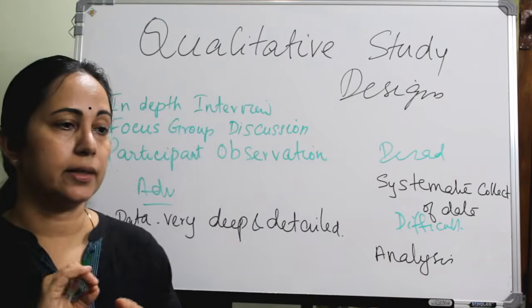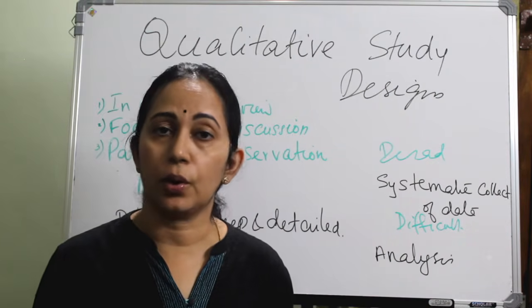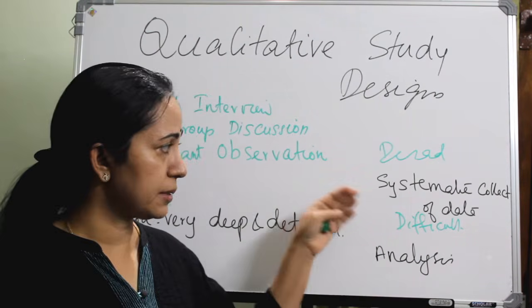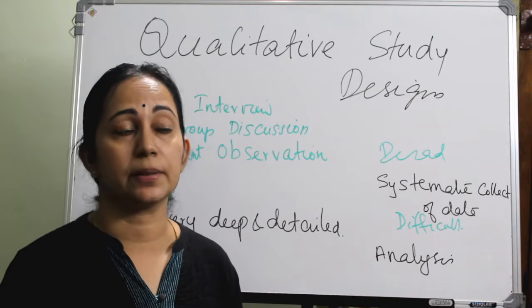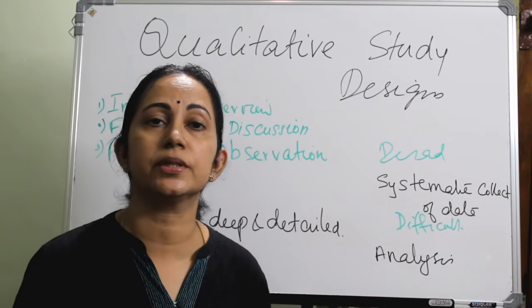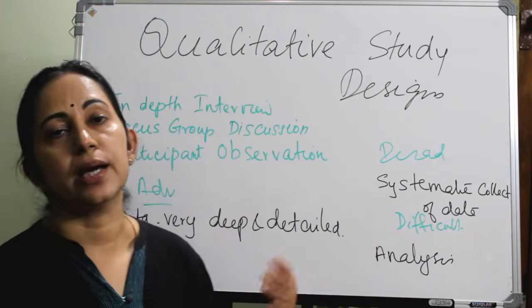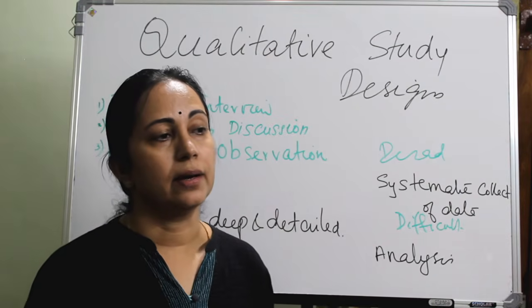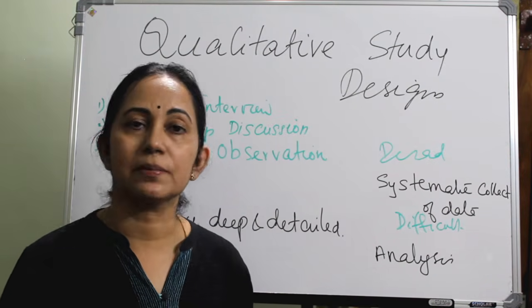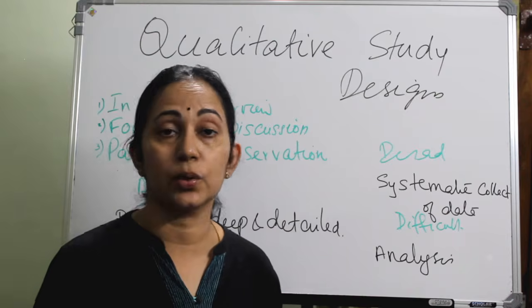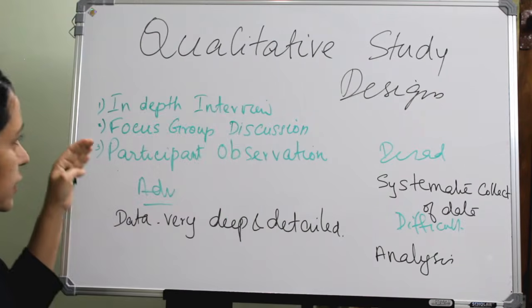Most of the time I can't write down the notes or I can't audio record. So the systematic collection of data will be difficult. Sometimes I become so involved that I forget to record the data, and also the analysis is difficult because there is no systematic criteria for analysis. That also becomes difficult. So these are the three methods.